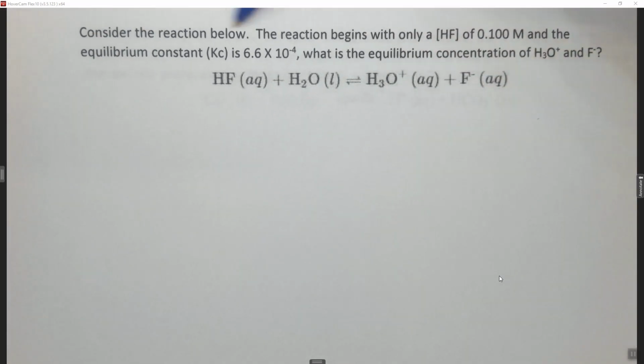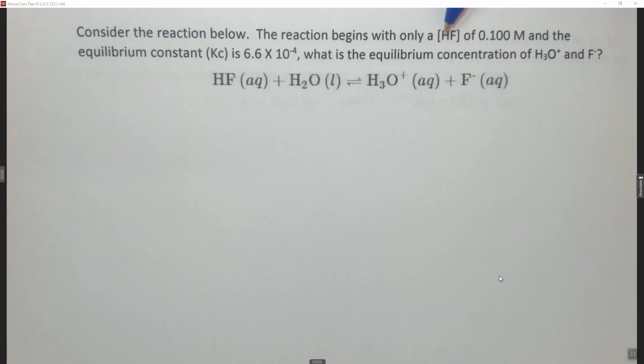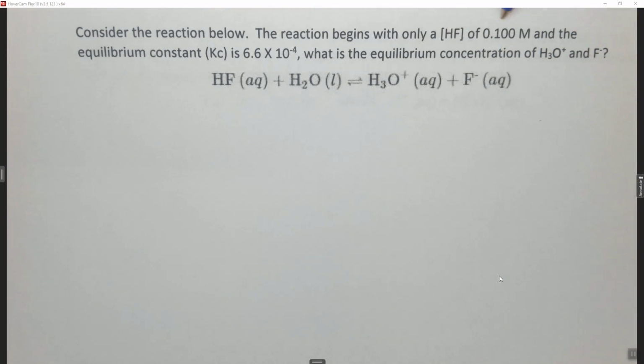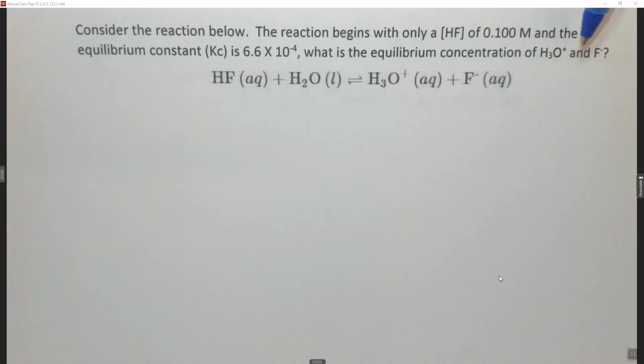It says, consider the reaction below. The reaction begins with only a concentration of HF of 0.1 molar, and the equilibrium constant Kc is 6.6 times 10 to the minus 4. What is the equilibrium concentration of H3O+ and F-?